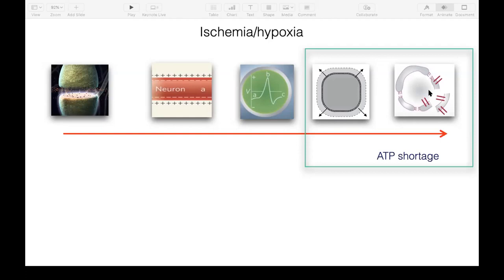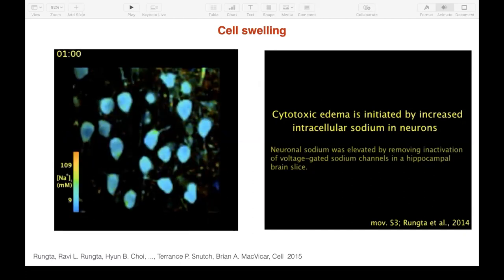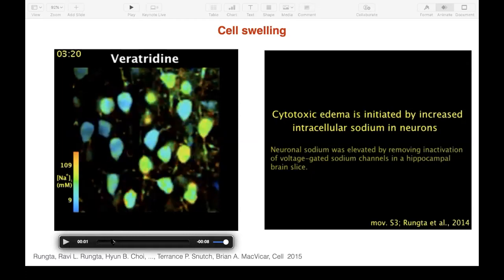Now, this latter process has been studied in detail in a very nice paper recently from colleagues in the US, Brian MacVicar, and they were interested in what critical ion fluxes are associated with the occurrence of cell swelling. I will show you 2 movies. On the left, they measured intraneuronal sodium concentrations with a dye after the chemical induction of events very similar to ATP depletion. And what is shown, I will start the movie, is that, let me turn it back a little bit.